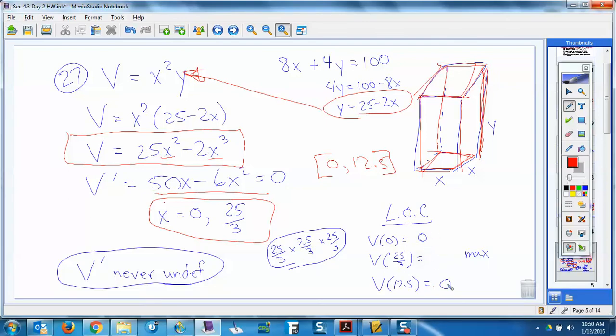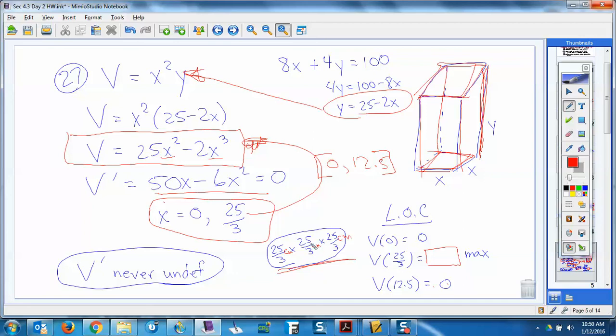Of course, in both of those cases, we don't get any volume. Here, you'll get something. Plug it back in here to V. I'll leave that for you. But you would just plug 25 thirds back into there, get that value. That is your max. Now, I think the question asked for the dimensions, didn't it? Okay, probably should put centimeters on those, which doesn't surprise us. It's a cube, right?